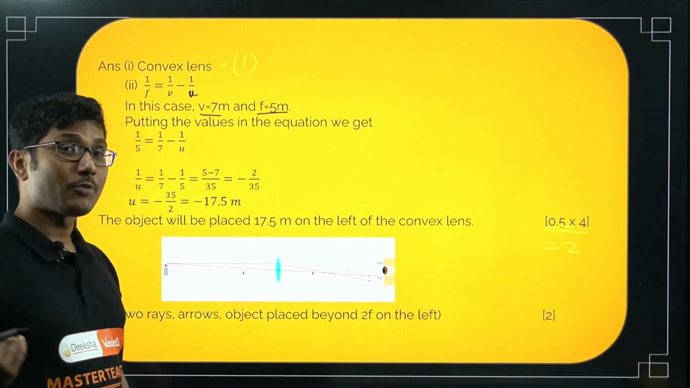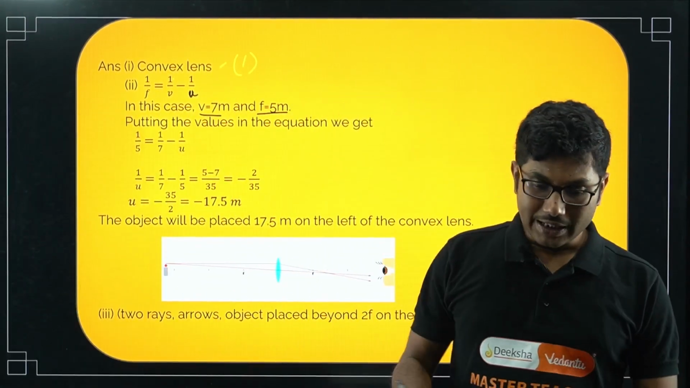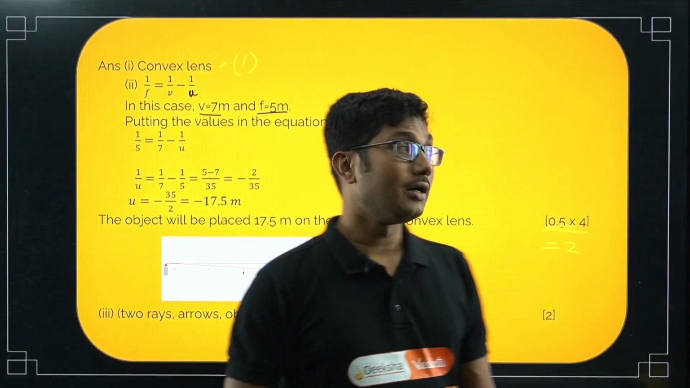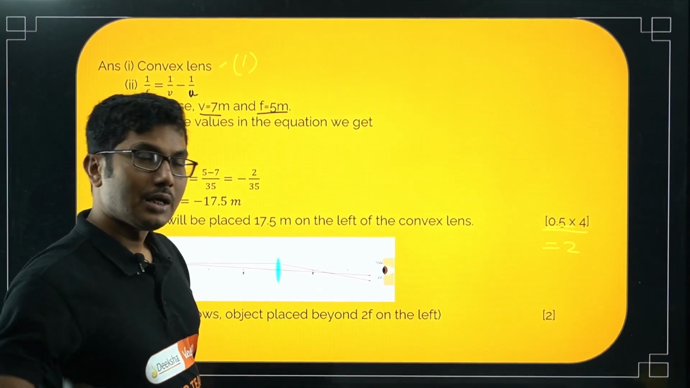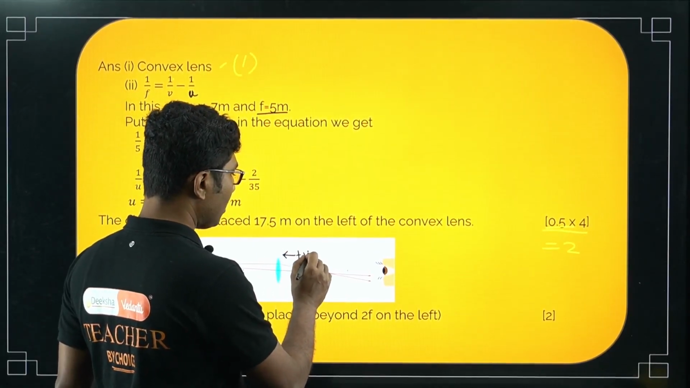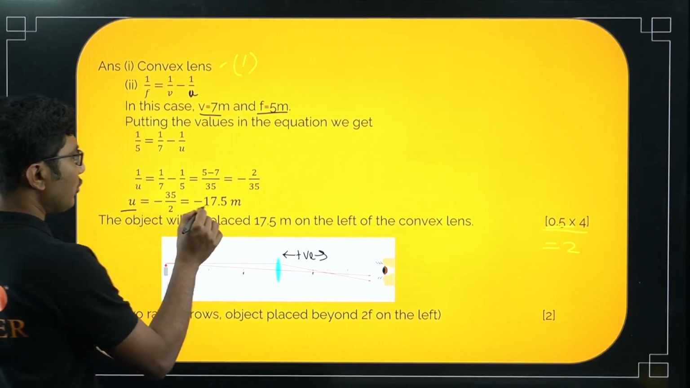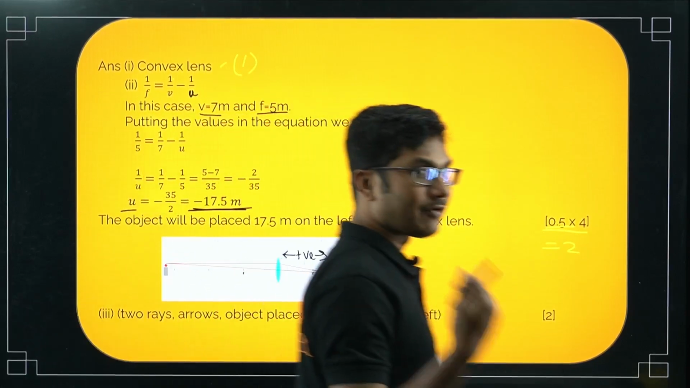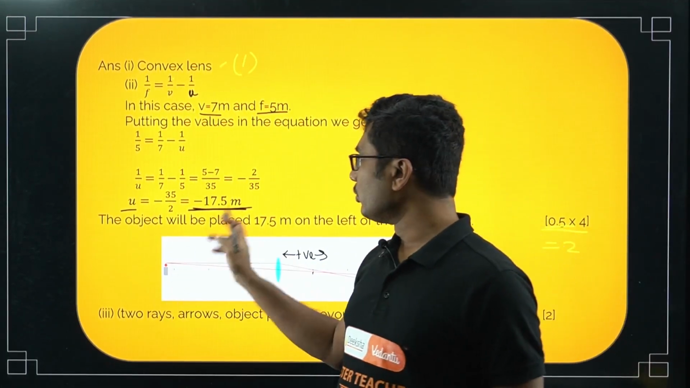Why is the image distance positive? Because it is mentioned as a real and inverted image. Real image means it is formed on the other side of the lens, that is, on the right hand side of the lens. So real image means this distance will definitely be positive. Be careful, right? Once you put in the values, you get the value of u to be minus 17.5 meter. Very important, the final value should be negative. Why? Because u should be negative.